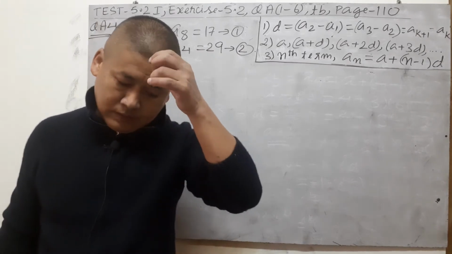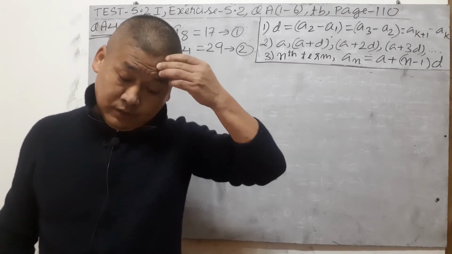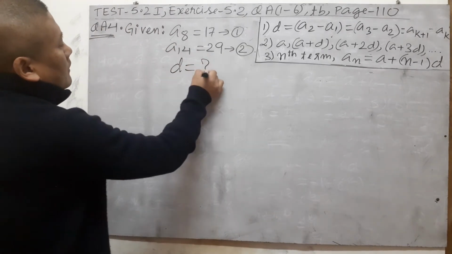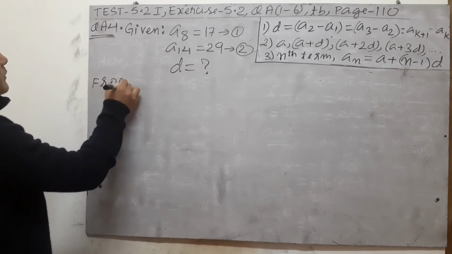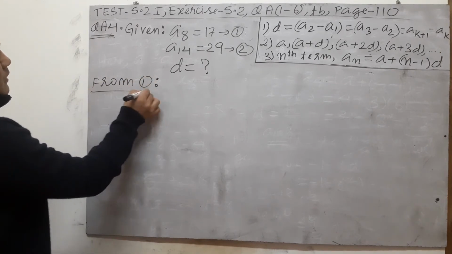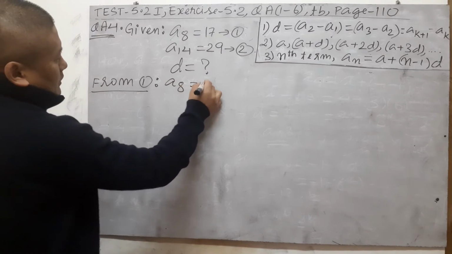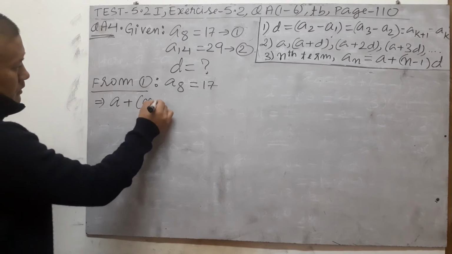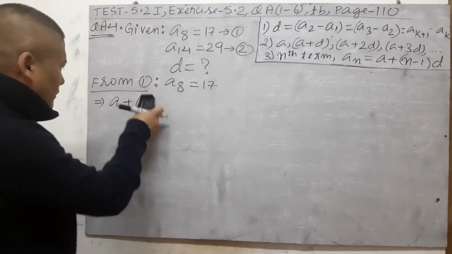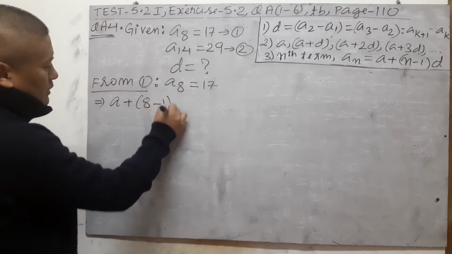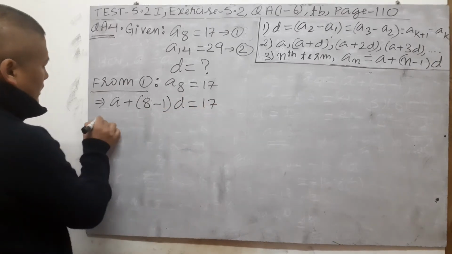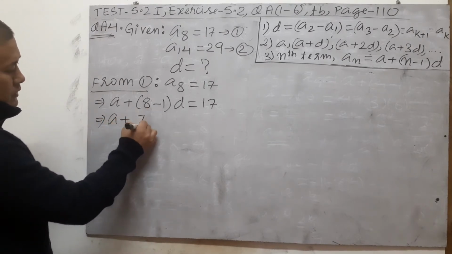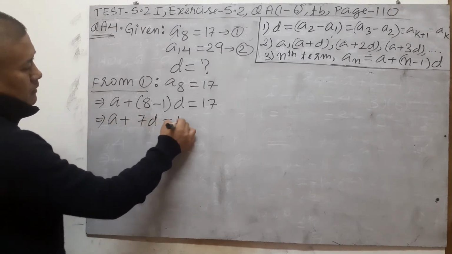What do we need to find? The common difference of the AP. So we need to find the common difference of the AP. That means D. So from equation 1, in order to do that, A8, the 8th term value is given as 17, applying the formula for A8, which is A plus n minus 1 into D. n is here 8, so you can just write directly the specific value given, A plus 8 minus 1 into D equal to 17. So A plus 8 minus 1 is 7, so A plus 7D will be 17.